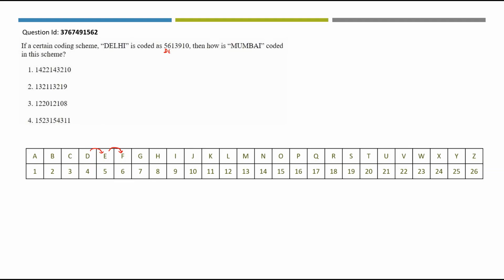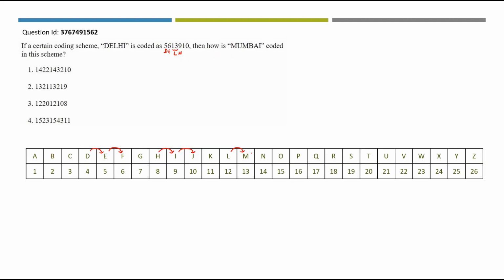Next for L. L is actually 12, but the next number is 13. So this is 13 together. What about H? H is 8. So we are picking the next digit 9. This is H. What about I then? I is 9. So we are picking the next digit 10. So Delhi is coded using the alphabetical digit of the next letter. Now we have to code Mumbai in a similar way.